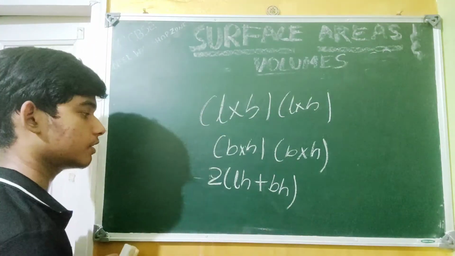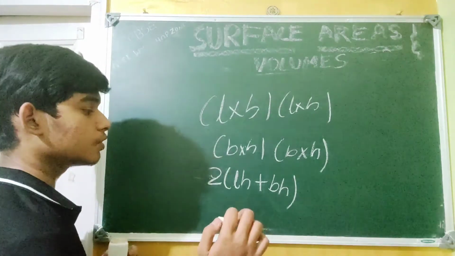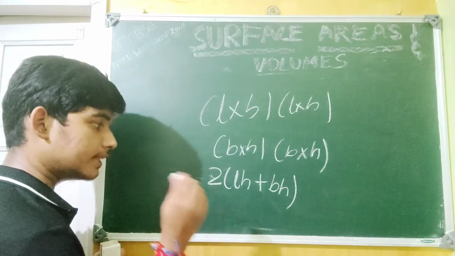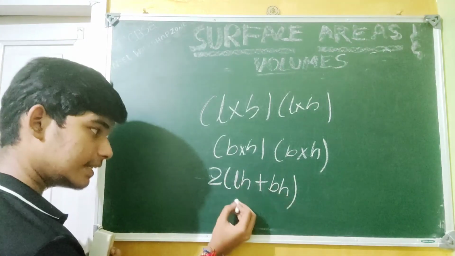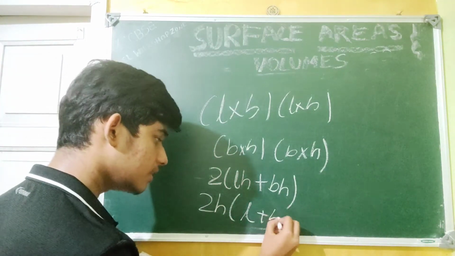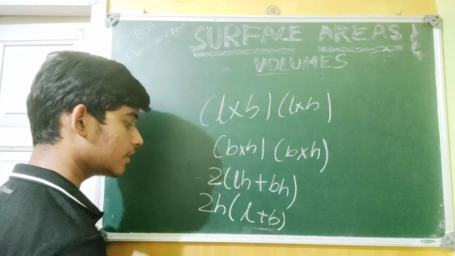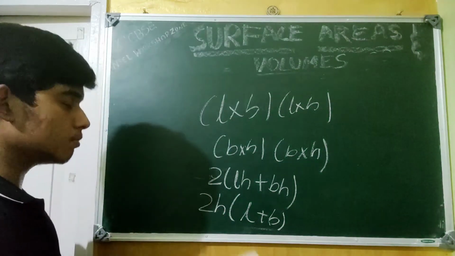That is a topic for another day. Breadth and width basically mean the same thing. So we get this formula. Now one thing you will notice is that H is also common in both of these. So you can also take H as common, so it becomes 2H into L plus B, or W depending on what you think. So this is the curved surface area of a cuboid.